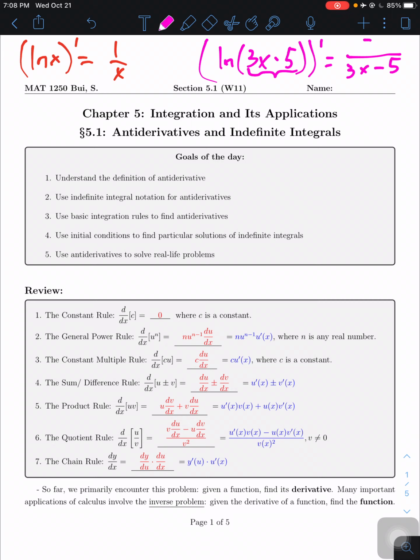Let me put a 3 in here. And just really quick, this 3 is for the chain rule, and this one in here we flip because that's the derivative of ln in general.